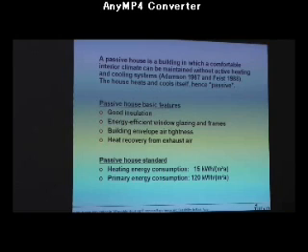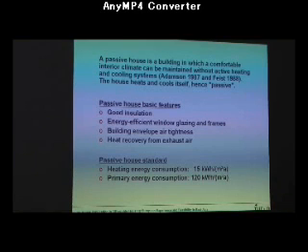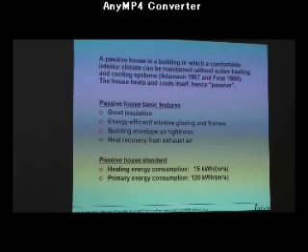There are two fundamental requirements for a passive house, especially the certificated passive house. The first one is heating energy consumption no higher than 15 kilowatt hour per square meter a year. And the second is primary energy consumption, including heating, hot water, and household appliances, no higher than 120 kilowatt hour per square meter a year. This is the so-called passive house standard.